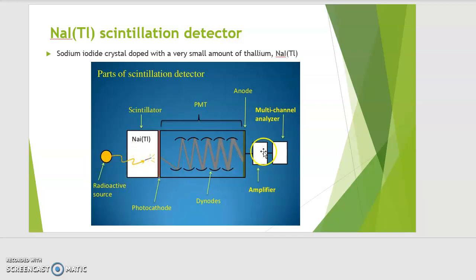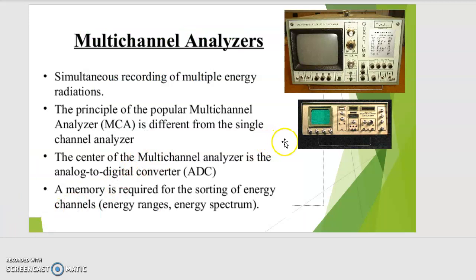So this current goes to the multi-channel analyzer, and the multi-channel analyzer has a memory, and this stores the energy at different addresses. The addresses here we call channels. High channels store high energy, low channels store low energy. So they can detect several energy sources simultaneously. So we call them multi-channel analyzers.